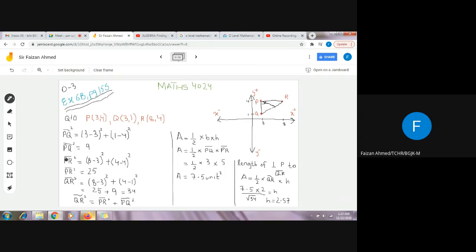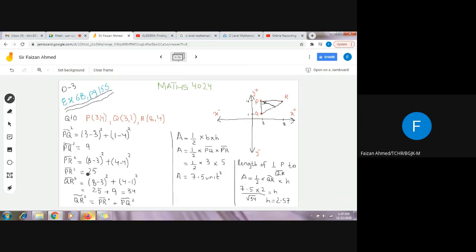Moving on with the next side, that is PR. This is my point P and this is my point R. Since P is the first point, this is x1, y1, and R is the second point, this is x2, y2. x2 minus x1 means (8 minus 3) whole square, plus y2 minus y1 means (4 minus 4) whole square. 4 minus 4 is 0, 0 square is 0. 8 minus 3 is 5, and 5 square is 25.